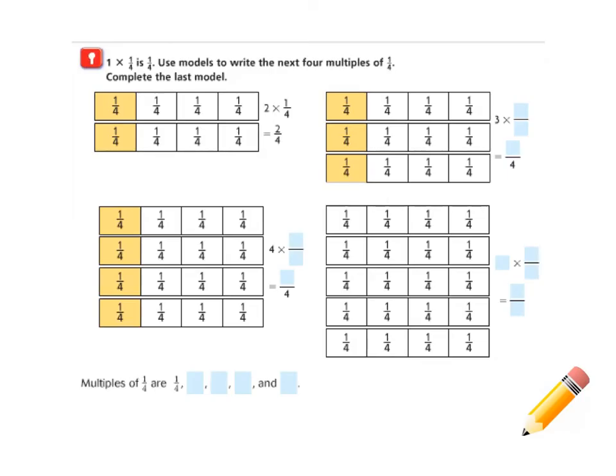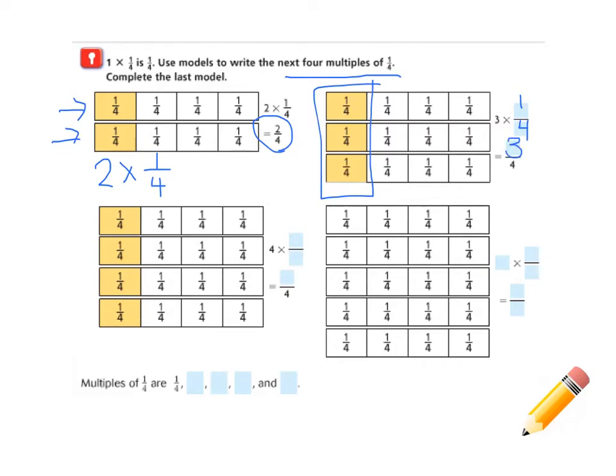I can also use models to help me see how I can multiply with fractions. If I'm looking at 4 multiples of 1/4, then I can look at 1/4 plus 1/4 is 2/4. That's the same as saying 2 times 1/4. If I'm looking at multiples where I want to say 3 times 1/4, I have 1/4 plus 1/4 plus 1/4 to get 3/4.